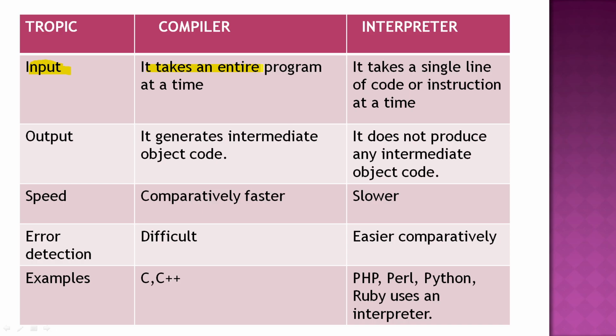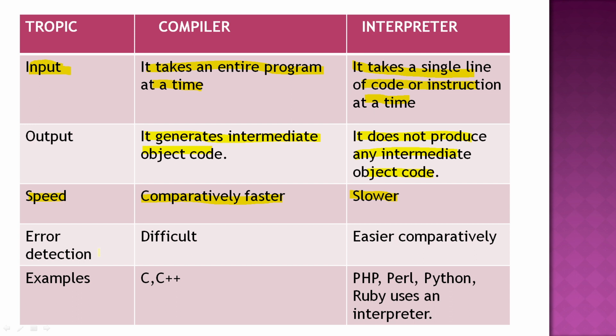A compiler takes an entire program at a time. An interpreter takes a single line of code instruction at a time. Output: a compiler generates intermediate object code, and an interpreter does not produce any intermediate object code. Speed: the speed of a compiler is comparatively fast and the speed of an interpreter is slower.